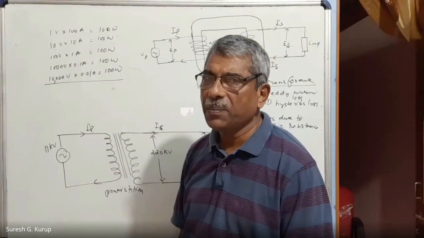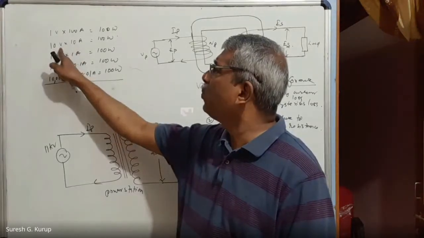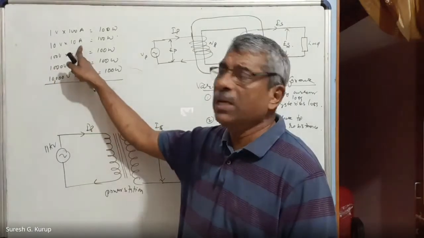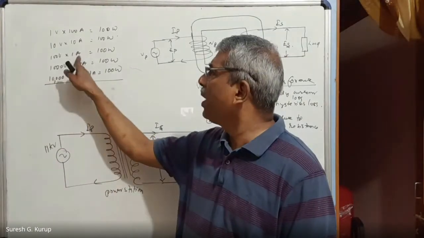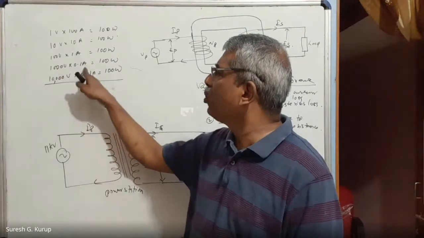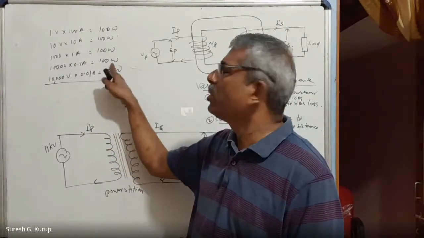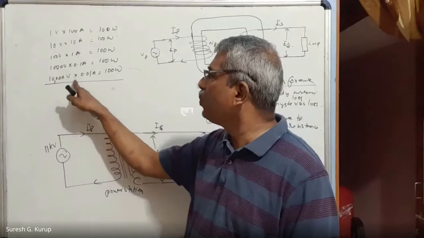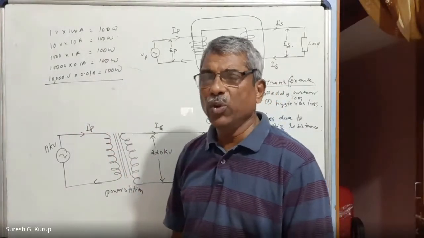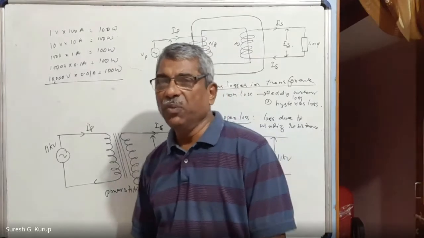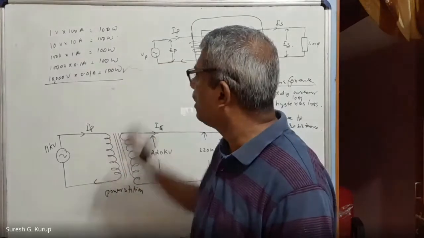You must remember that. The same thing can be done like this also. 10 volt into 10 ampere, that also equals 100 watts. 100 volt into 1 ampere, that also equals 100 watt. 1000 volt into 0.1 ampere, that also equals 100 watt. 10,000 volt into 0.01 ampere, that also equals 100 watt. Which one would you prefer? You would prefer the last condition. Why is that?